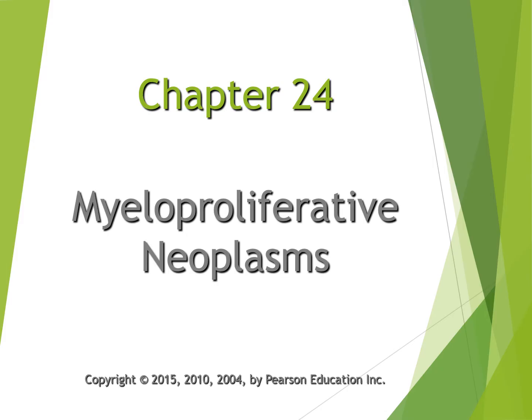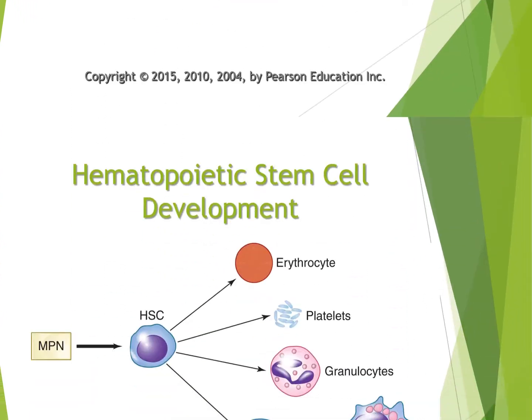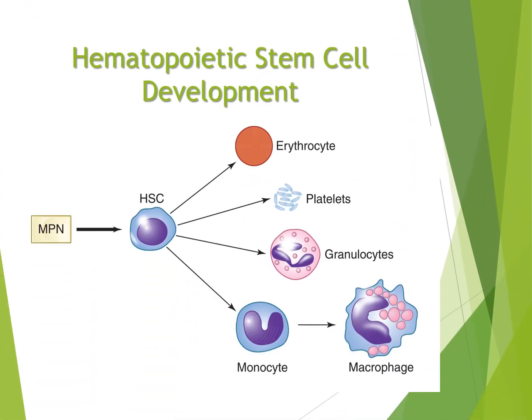Chapter 24, Myeloproliferative Neoplasms. So we're going to start our journey with these types of pre-leukemic conditions. The myeloproliferative neoplasms are clonal hematopoietic disorders caused by genetic mutations in the hematopoietic stem cell. It results in expansion, excessive production, and accumulation of red cells, white cells, and platelets.